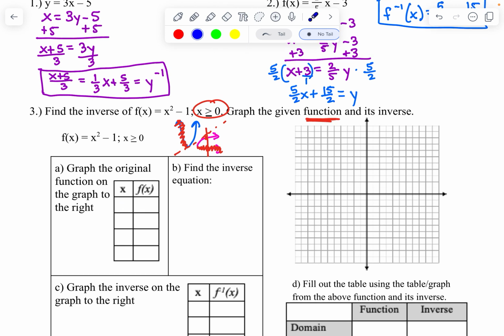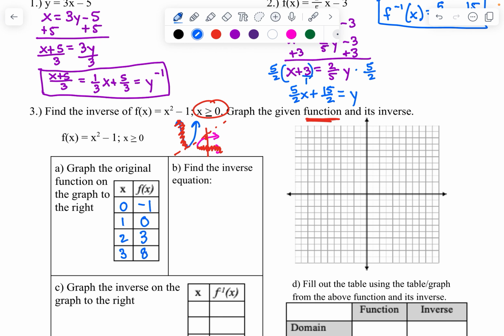So we're going to start with 0, 1, 2, 3. So our equation is x squared minus 1. So if I square 0, I get 0. Minus 1, it's -1. If I plug in 1, 1 squared is 1, minus 1 is 0. If I plug in 2, 2 squared is 4, minus 1 is 3. 3 squared is 9, minus 1 gives us 8.